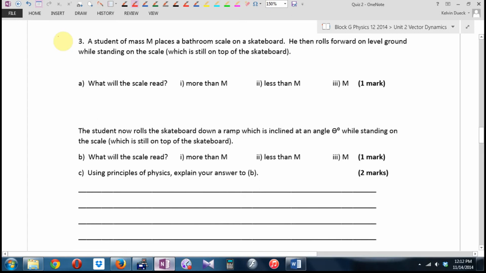Student of mass M places a bathroom scale on a skateboard. Hey, as soon as Dueck starts talking about a scale, he's really talking about normal force. What will the scale read? Well, initially, if everything is level, the scale is just going to read mg.